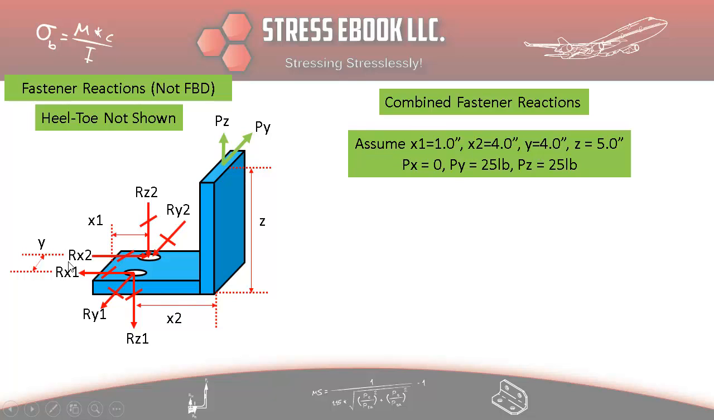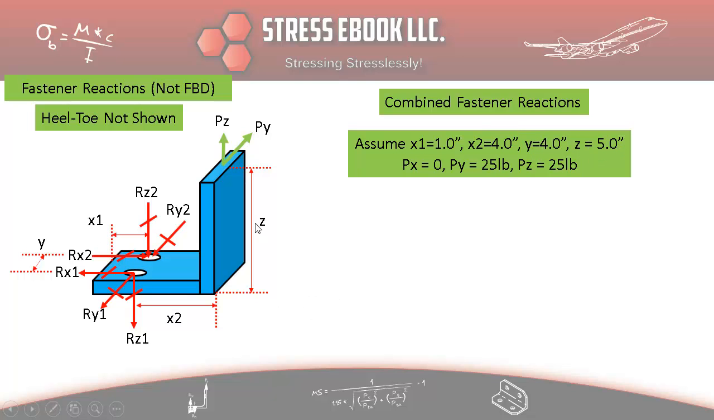Assume that x1, which is the distance from the fastener to this left edge here, is 1 inch. Fasteners are 1 inch in from that edge, and x2 would be the remaining of the 5 inches, so that would be 4 inches from the fasteners to the corner. This y actually should be, I believe, 3 inches, because these fasteners are 1 inch in from these edges as well, so the distance between them should be 3. So this is a typo, I'm sorry about that. It should be 3 inches.